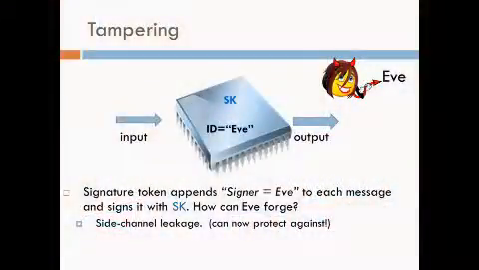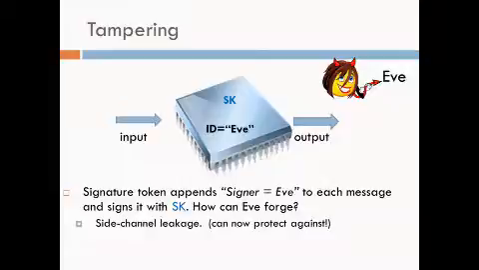What Eve really wants to do is sign something that corresponds to a different user. You can think of there being a lot of users who all get these signature tokens with the same secret key, but different IDs. Eve has her token that says Eve. She wants to sign something under a different user. How can she forge?